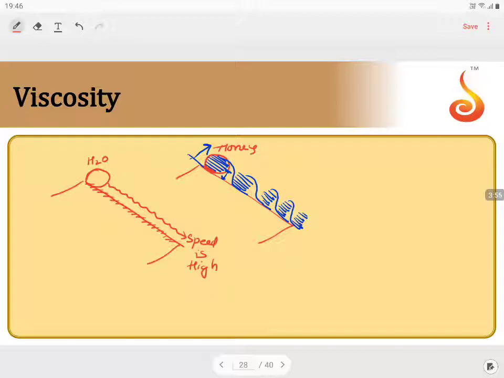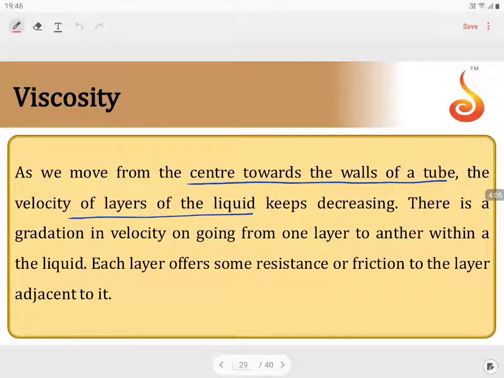The velocity is more on the outer layer. As we go deeper into the liquid layers, the velocity goes on decreasing. There is a descent in the velocity. The gradation in the velocity on going from one layer to another within the liquid can be observed clearly. And what will we observe in this? We observe there is some resistance offered, or friction operating, between the layers adjacent to each other, due to the attractive forces.